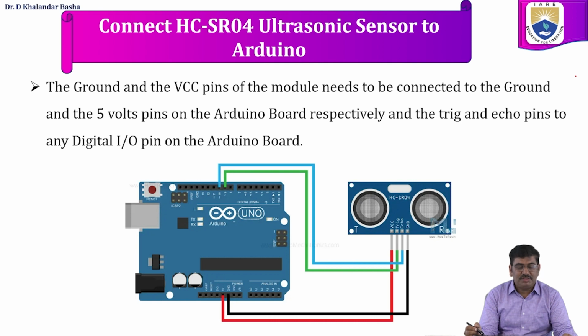So the ground and VCC pins we can connect to the power supply pins of the Arduino board, whereas the trigger pin and echo pin we can connect to any one of the DIOs, that is DIO 2 to DIO 13. Out of these pins we can connect to any one of them.